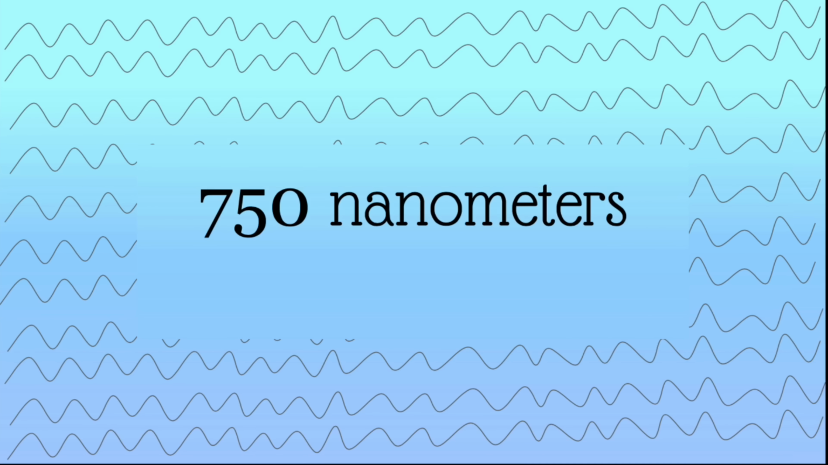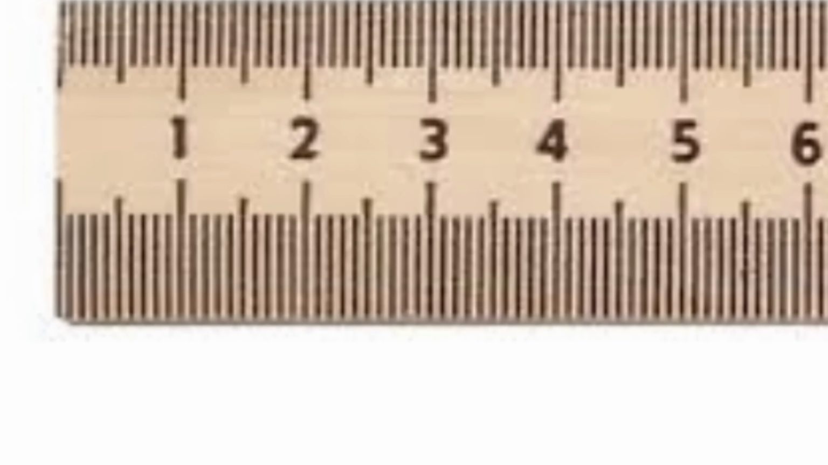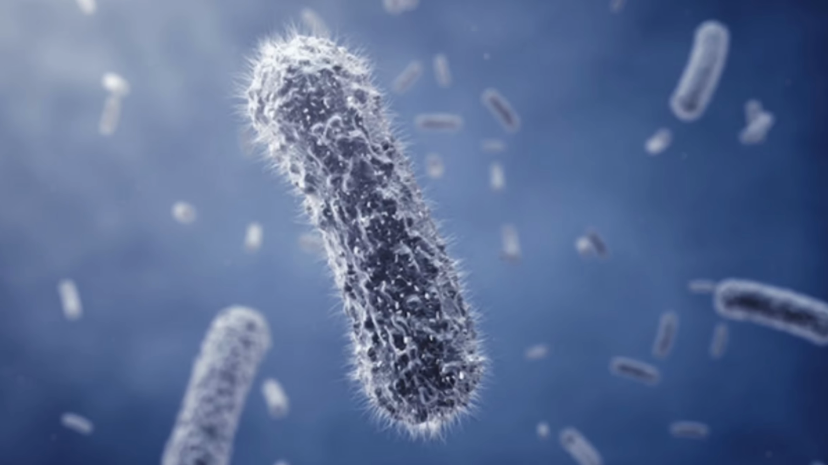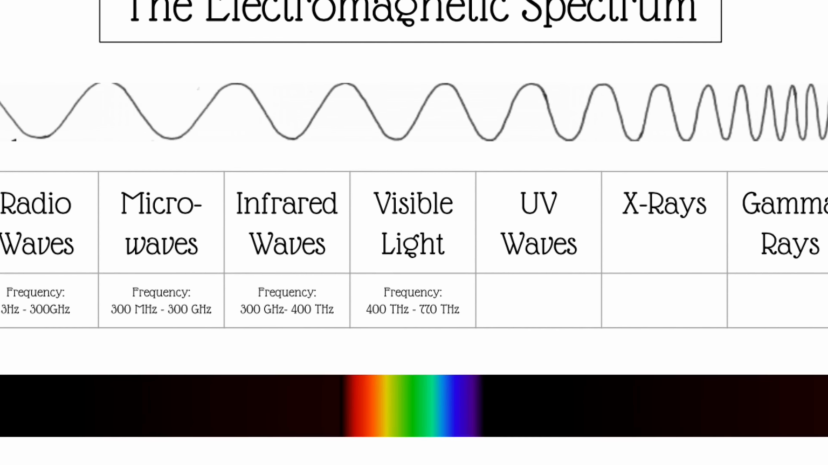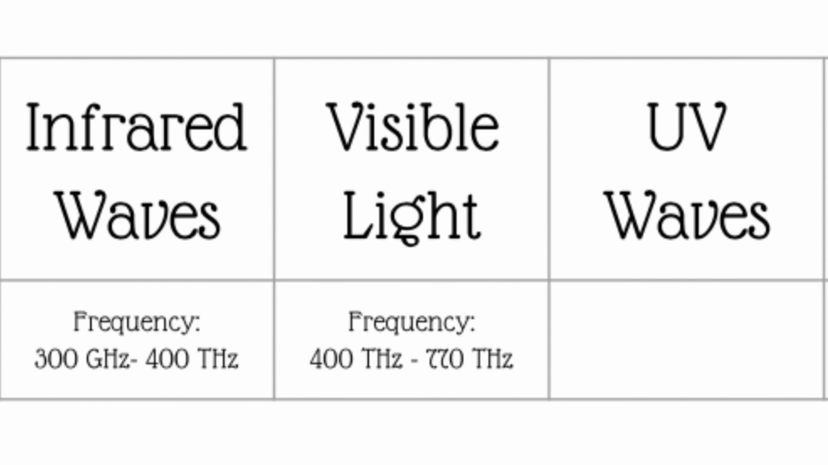Visible light. Finally, an electromagnetic wave we can see. Visible light waves have a wavelength between 750 nanometers to 390 nanometers. A nanometer is 1 billionth of a meter. That means visible light waves have a wavelength about the size of bacteria. They have a frequency ranging between 400 terahertz to 770 terahertz. The visible light we can see makes up a mere 1.5% of the electromagnetic spectrum.